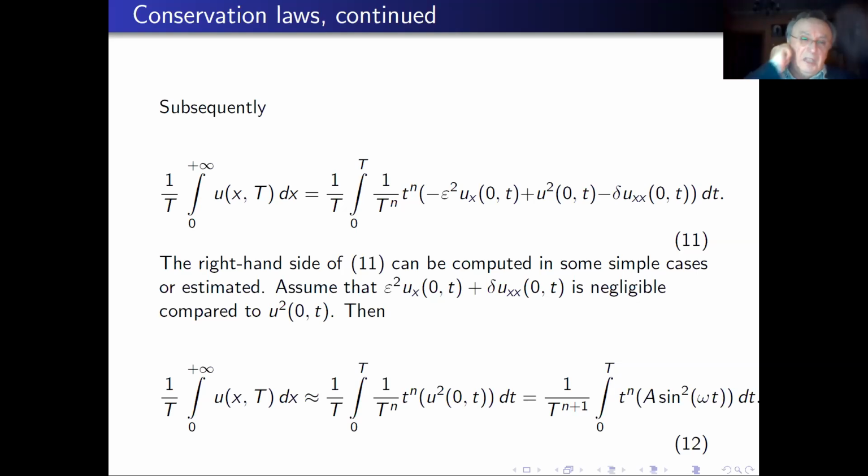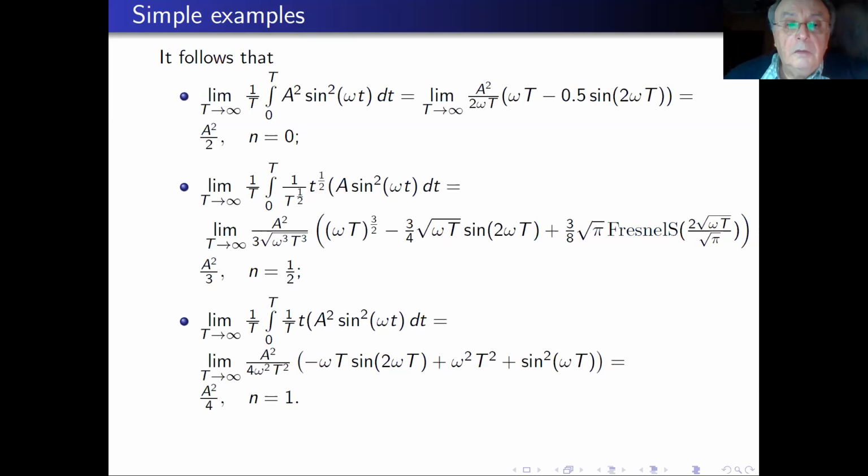Two simple cases when you can get this estimation are when effects of dissipation and dispersion are small or negligible compared to the wave itself. Then the right-hand side may be computed. And these are the results. For flat waves, this is the answer. This is the answer for cylindrical waves, and this is the answer for spherical waves.